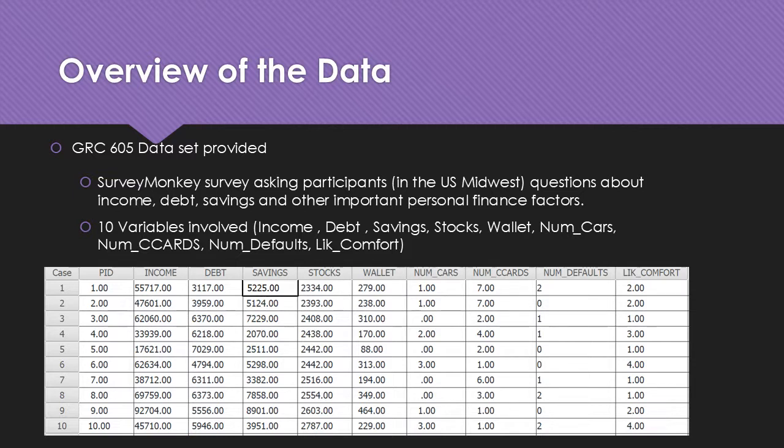So wallet indicates that this is the self-reported amount of cash the individuals carry in their wallet or purse. Number of cars is the number of car payments per month by the participant. Number of C cards is the number of credit cards maintained by the participant. Number of defaults is the number of defaults of all types incurred by the participant. Likert comfort or like comfort is the self-reported comfort level of the participant with the current financial standing. The measure used a Likert scale where 0 equals very uncomfortable to 4, which equals very uncomfortable. The screenshot of the data is an example of how the data variables are organized. This data set will be used in this presentation to calculate chi-square testing in 3 scenarios.